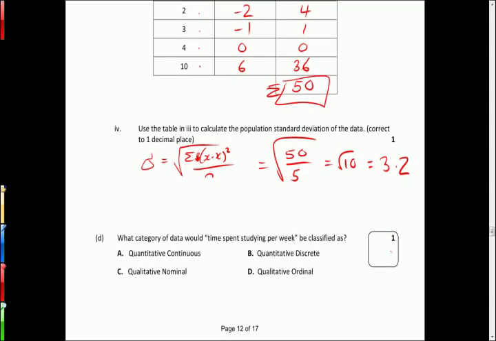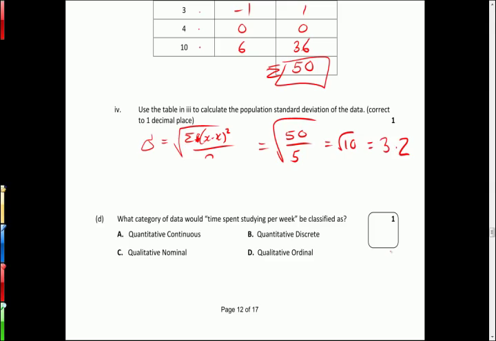What category of data would time spent studying per week be classified as? Well, we might have naught hours, I hope not. 1 hour, 2 hours, 3 hours. These are the category names, time spent. And then we'll have frequencies here. 2 people said that, 4 people said that, 7, whatever. But category of data is about the categories of results you're finding.